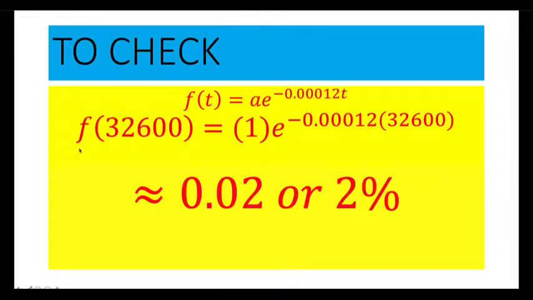To check, you can substitute f of 32,600 equals A e raised to negative 0.00012t. At the moment of death, we have 100% of all the carbon-14, so we have 1 here, and we substitute t to be 32,600, and you will get a value of approximately 0.02 or 2%.